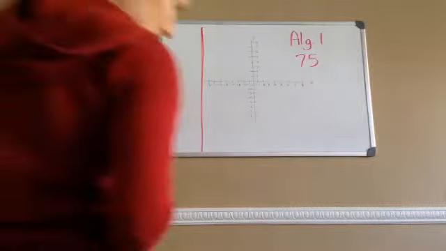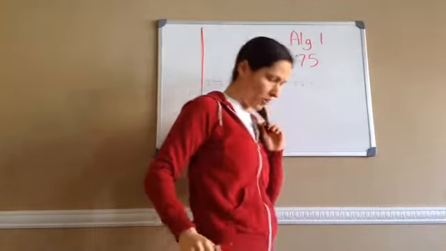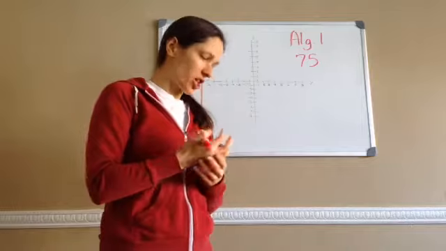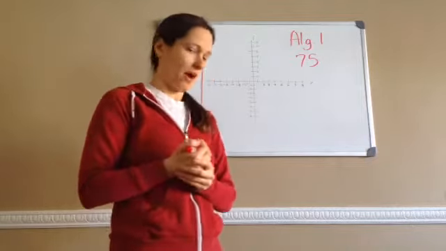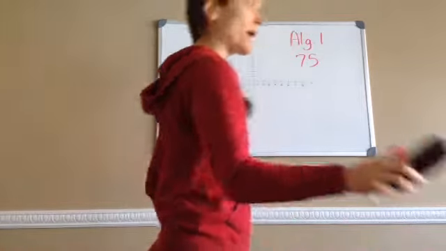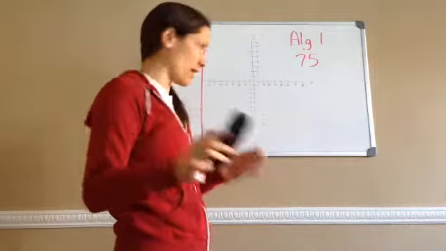All right, Algebra 1, Lesson 75. This is writing the equation of a line and then the slope-intercept method of graphing. Now, there's quite a bit of material on this one, so stay with me the whole time.